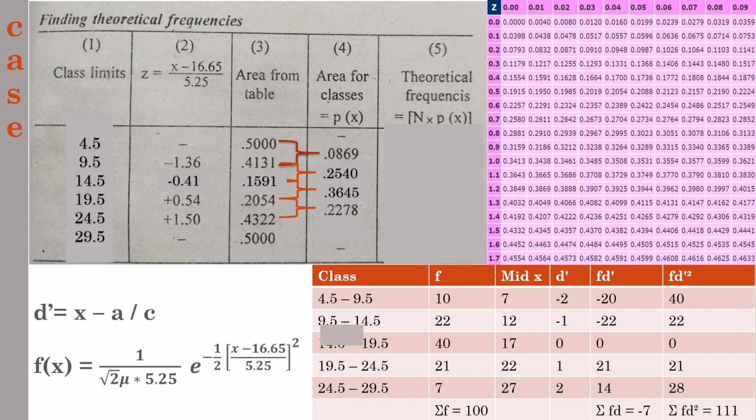So you will get 0.2278, and after that finally, next one, 0.4322 and 0.50, and both have the same sign, so the difference is 0.0668.